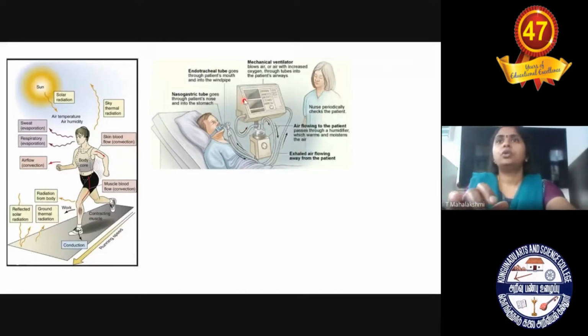And when you look at this picture, see, this patient is having some respiratory problem. So they are using this equipment to give him good air to breathe. So how are they managing this? Airflow to the patient is given by using this equipment.